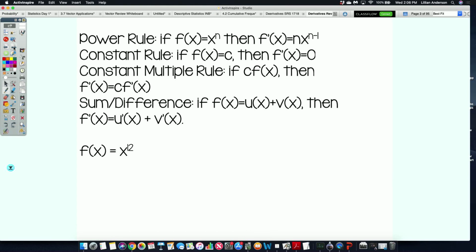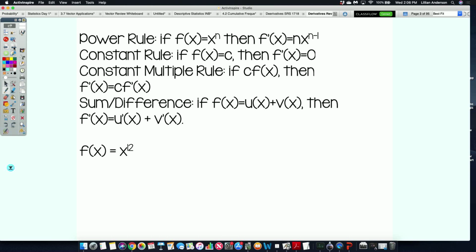Now, remember the power rule: you bring the exponent down to the front and subtract 1 from your exponent. There's also a constant rule, which basically says the derivative of a constant is 0. The constant multiple rule says that if you have a number in front of your function, you just multiply that number by whatever the derivative is.